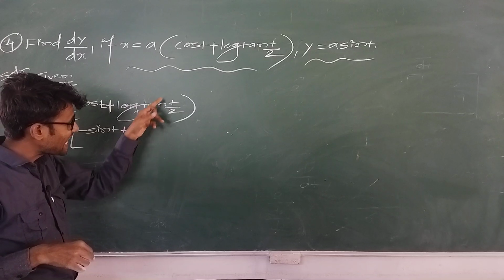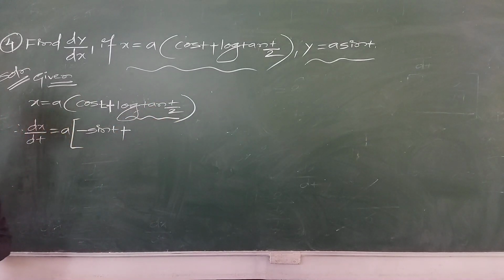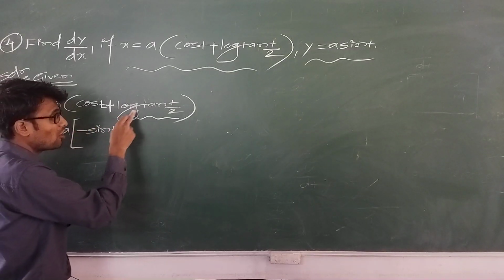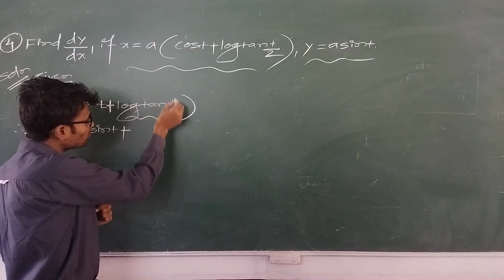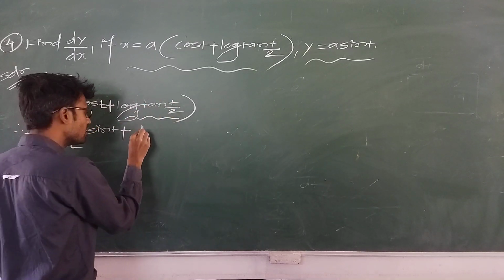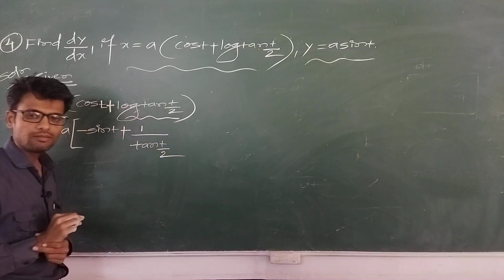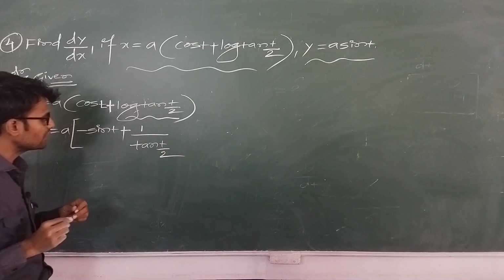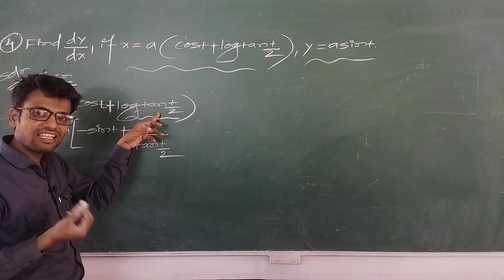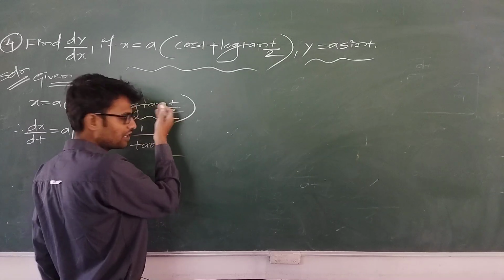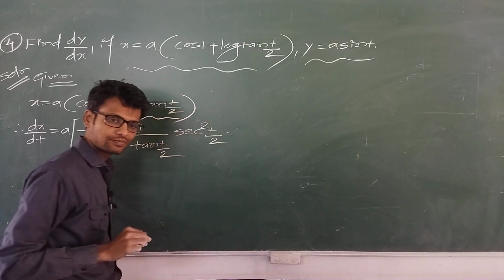Differential of log tan t by 2. For this you have to apply the chain rule. Differential of log x is 1 by x, and in place of x what we are having is tan t by 2. So it is 1 divided by tan t by 2. Next you differentiate tan t by 2. Differential of tan theta is sec square theta, that is sec square t by 2.